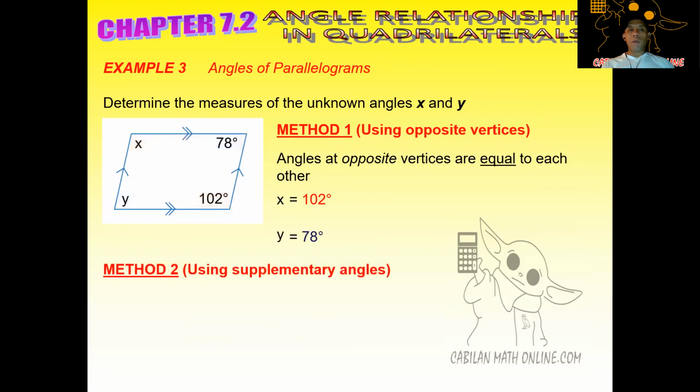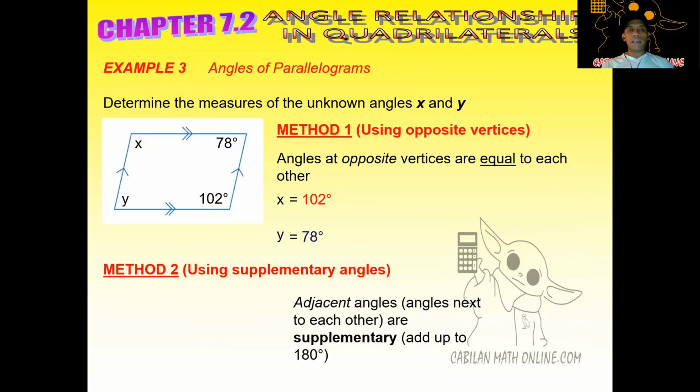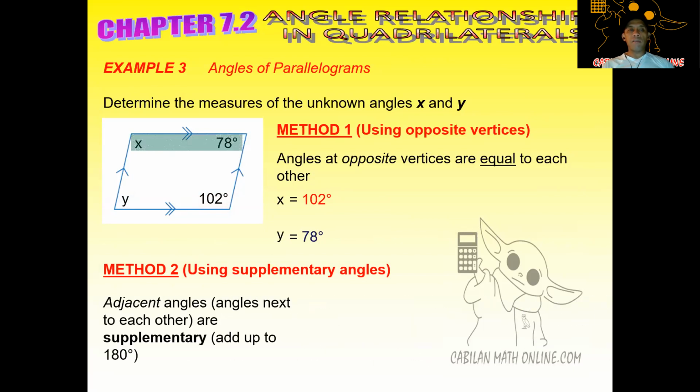Method two: just remember that the x and the y will form C patterns with the numbers associated with them. If you take a look at angle x and 78 degrees, they would form a C pattern. So you would do the same calculation as you would for supplementary angles. You take the 78 degrees, subtract it from 180, and that gives me 102 degrees. As you can see, the answers are exactly the same.